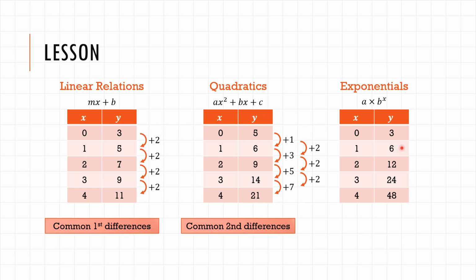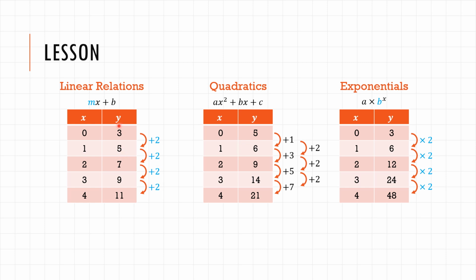An exponential function happens when you are multiplying by the same number again and again and again, and therefore what we say is the first ratios are constant. When we are going from one y value to the next one, you always should be multiplying by the same number. So we say these are common first ratios because the ratio would be 6 over 3, which is equal to 2. 12 over 6, which is also equal to 2.